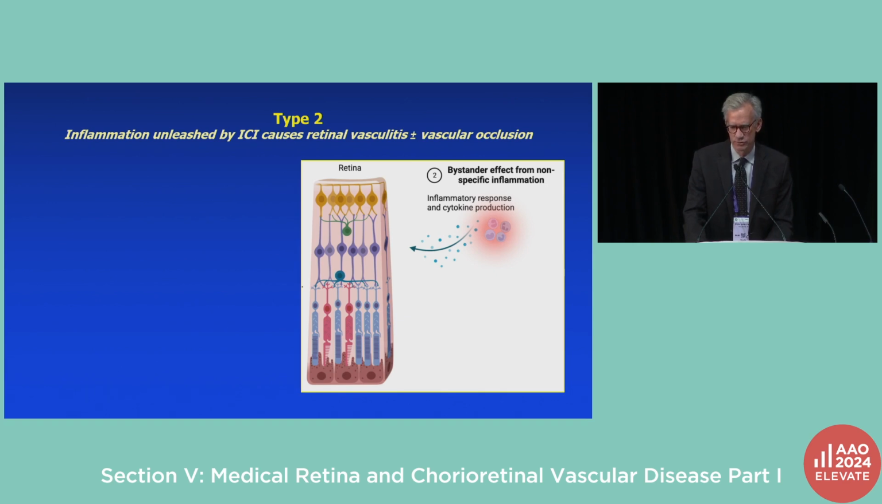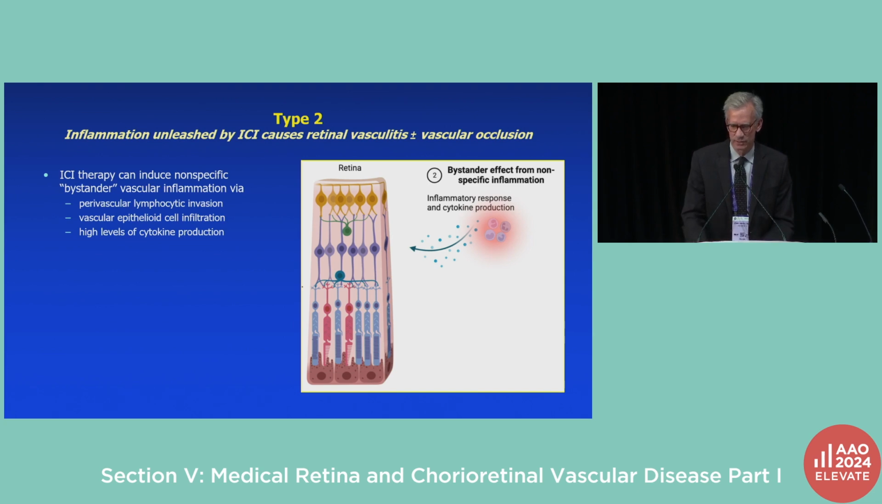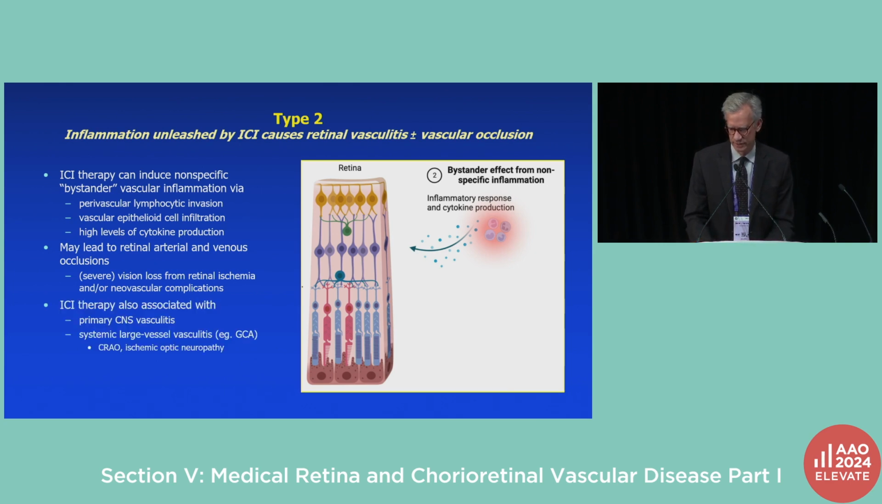In type 2 reactions, there is inflammation unleashed by ICI that causes retinal vasculitis with or without vascular occlusion. So ICI therapy can induce nonspecific bystander vascular inflammation via perivascular lymphocytic invasion, vascular epithelioid cell infiltration, and high levels of cytokine production. And this can then lead to retinal arterial and venous occlusions with potentially severe vision loss from retinal ischemia or neovascular complications.